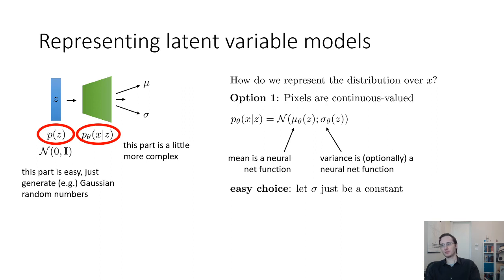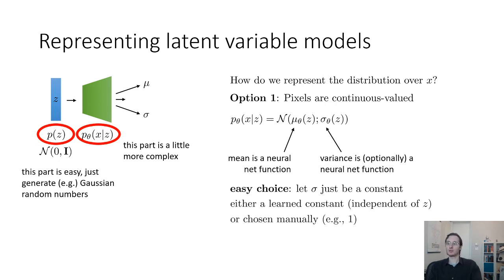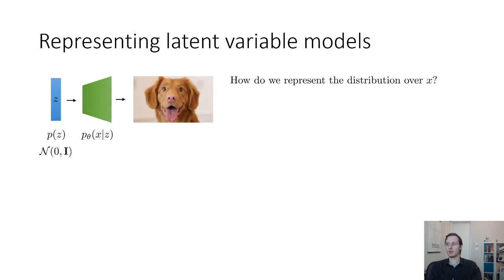Very often, we will simplify this, and we will just make sigma be a constant. So we won't have the neural net output sigma. Sigma can be learned, just independent of Z, or can even be chosen manually to be something fixed, like 1, in which case you just get a mean squared error loss. Okay, so that becomes really, really simple. And that's actually a pretty common choice for these kinds of models.